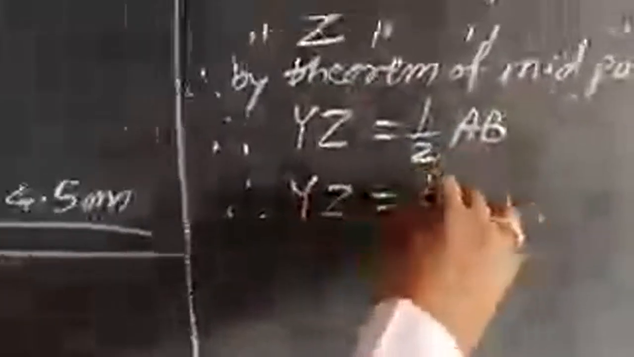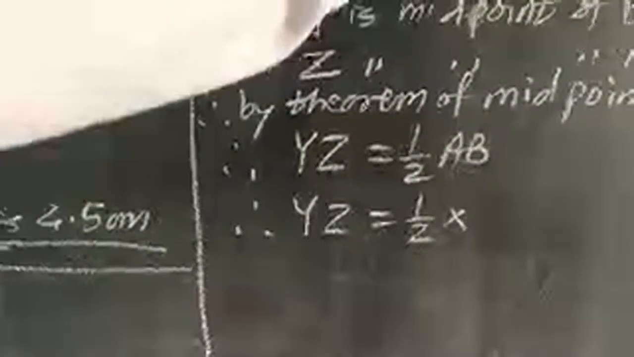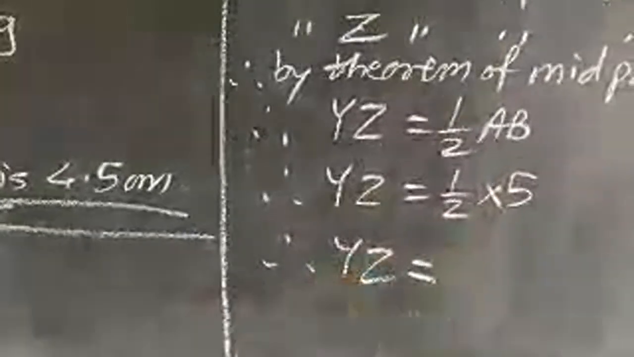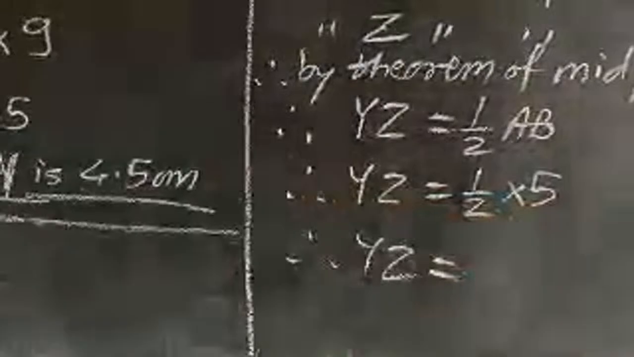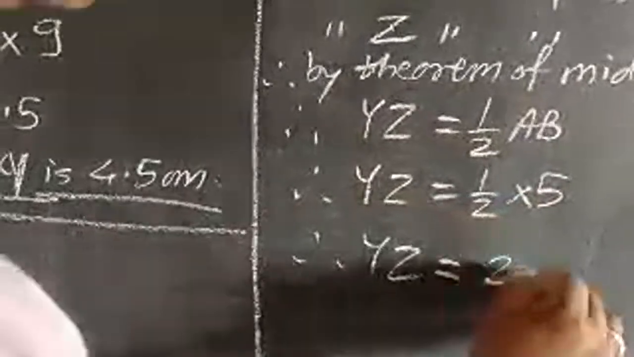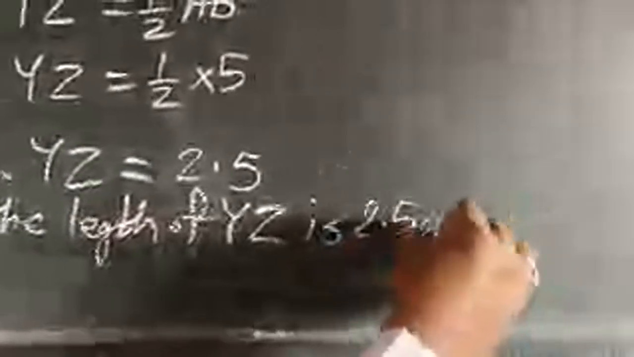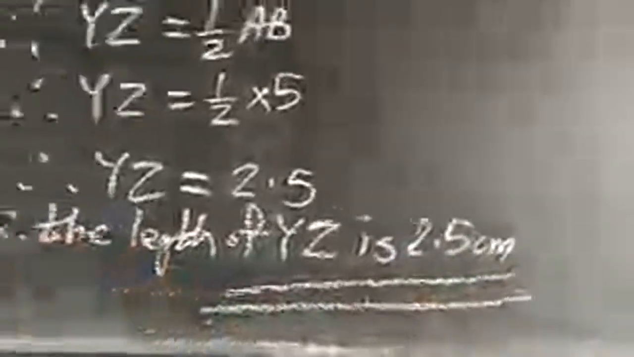YZ is equal to half into the length of AB, which is 5 centimeter. Next, 5 divided by 2 is 2.5. The question asked is to find the length of YZ. Therefore, the length of YZ is 2.5, and the unit is centimeter.